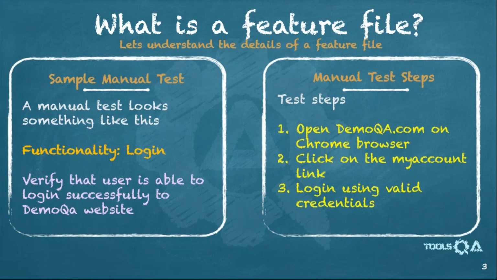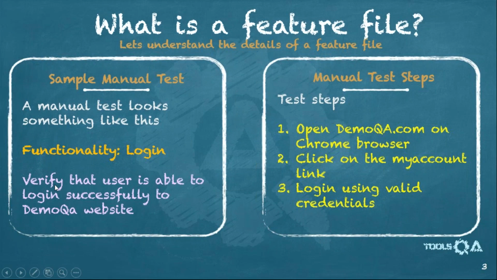So in case of login, we might have scenarios like verify that user is able to log in successfully, verify that application doesn't let a user log in with invalid credentials, and third scenario could be verify that user account is logged out after X number of failed login attempts. So there could be a lot of scenarios that you can have in a functionality. So basically what we do is we create a functionality, and in the functionality we create a set of tests, and we call each test as a scenario.